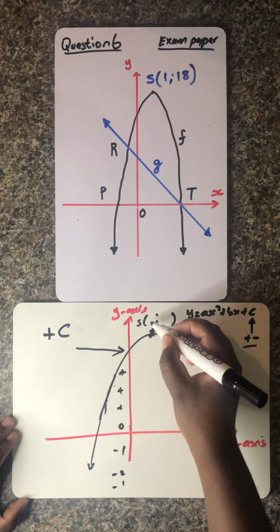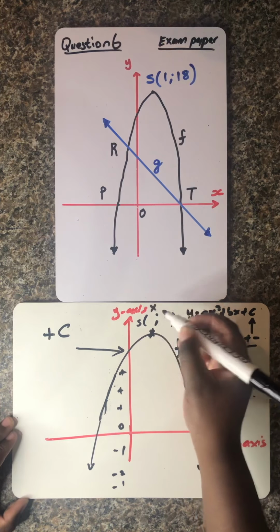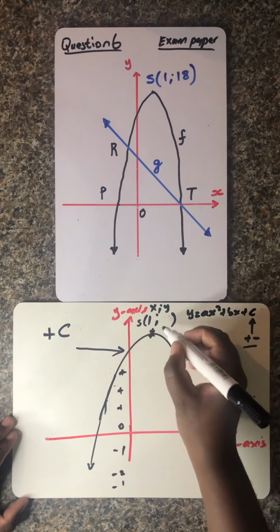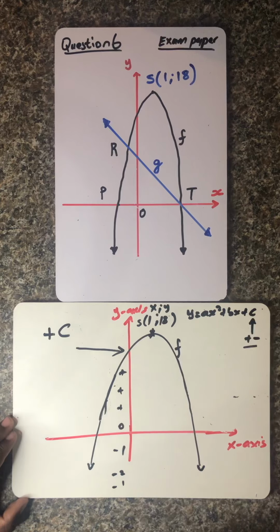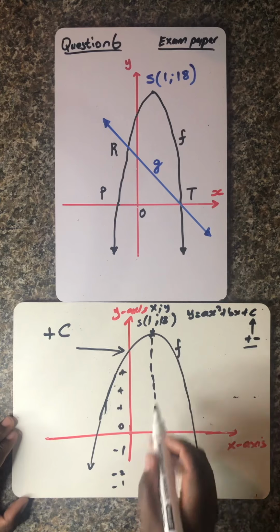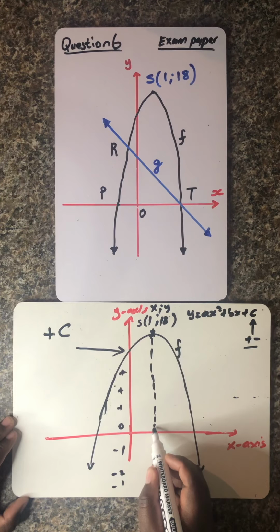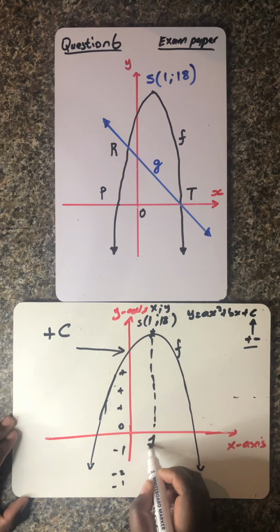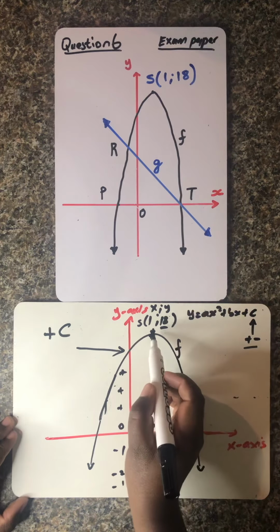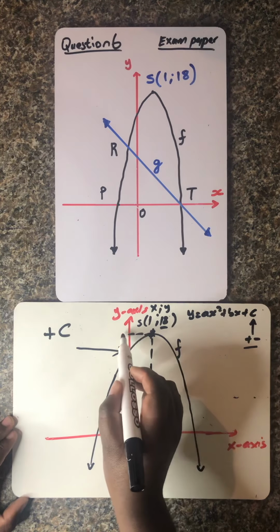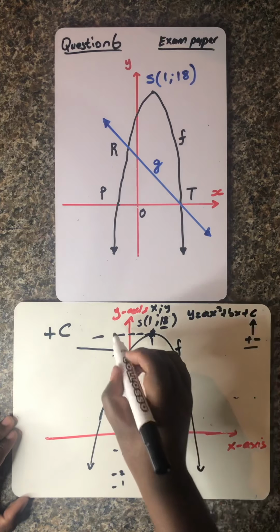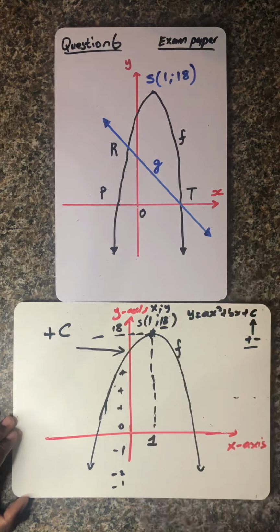So, ladies and gentlemen, we know the coordinates start with the x followed by the y. So x is 1 and then y is 18. Where is that 1, ladies and gentlemen? If you draw a straight line that cuts the x-axis, this is that 1. What about that 18, ladies and gentlemen? That 18 represents the y value along that point over there. So it's positive 18, ladies and gentlemen.